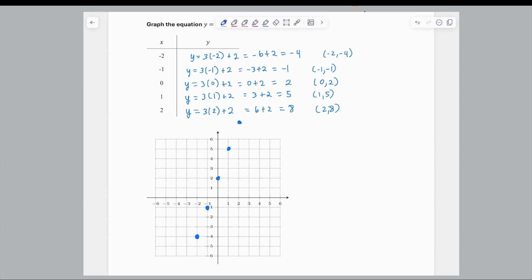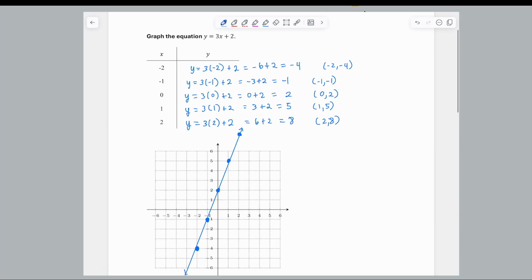And now we connect the dots. So we're going to go ahead and draw this. And we could see we get a line that does something like this. Now keep in mind I only drew a few points, 5 to be exact. And there's an infinite number of ordered pairs that would satisfy this equation. And that's how you would graph this equation by hand.